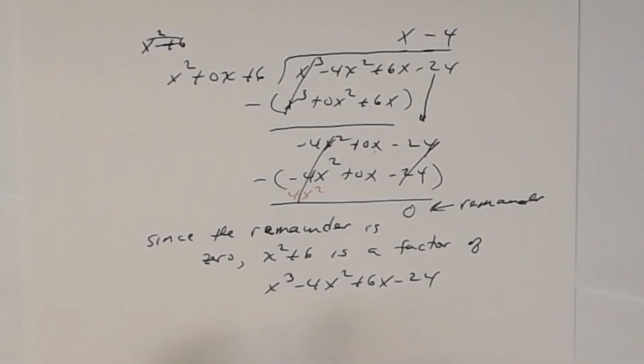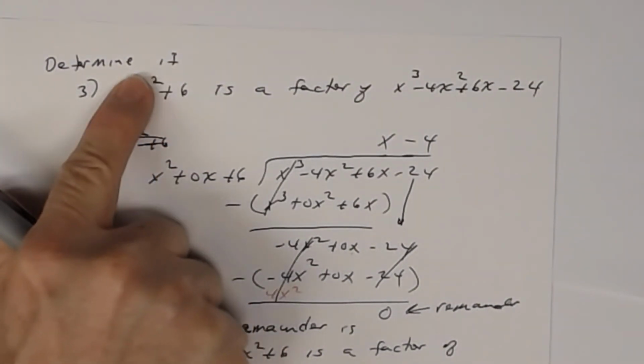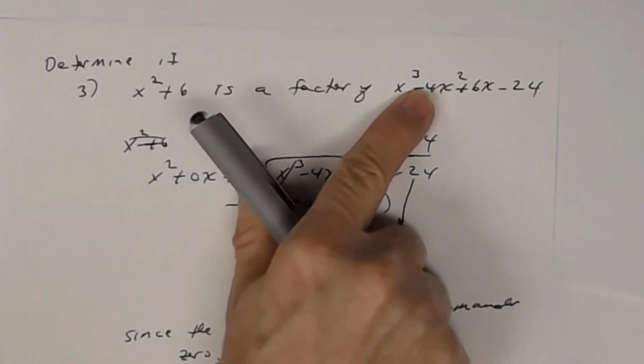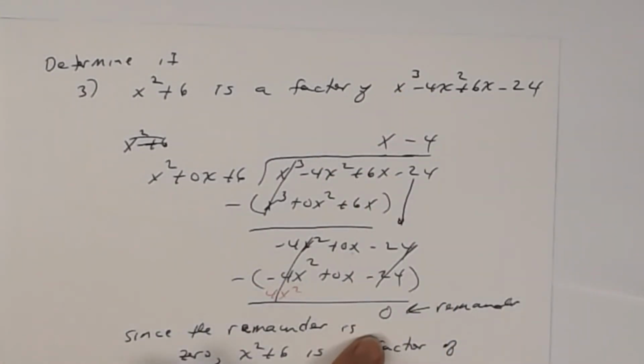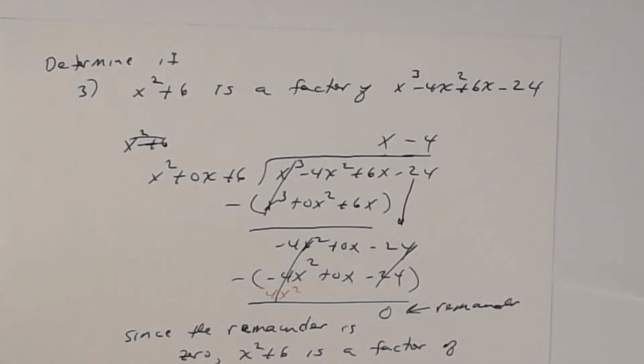All right. So if the remainder is not 0, then you say the divisor is not a factor of the dividend. If the remainder is 0, then you say this is a factor of this. All right, so let's look at one more.